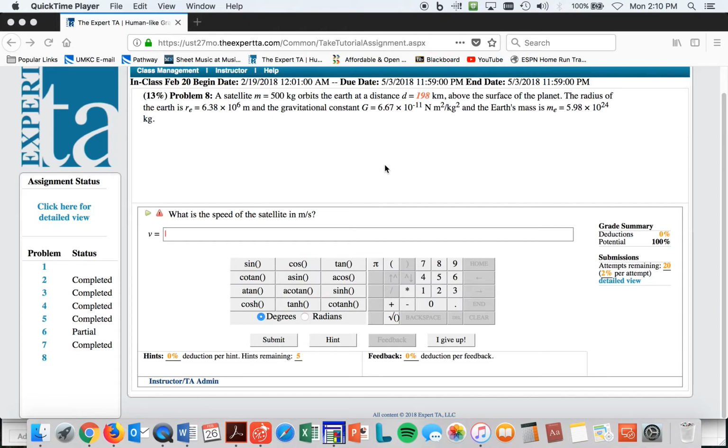A satellite, M equal to 500 kilograms, orbits the Earth at a distance of 198 kilometers above the surface of the planet. The radius of the Earth is this, the gravitational constant is this, and the Earth's mass is this. What is the speed of the satellite in meters per second?